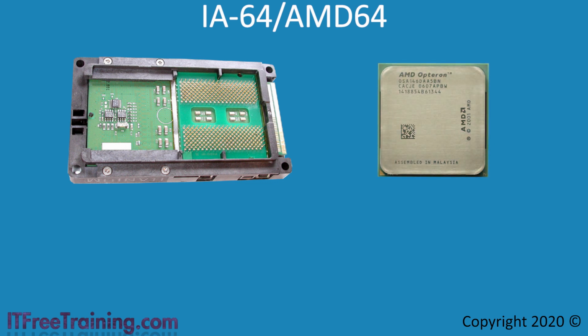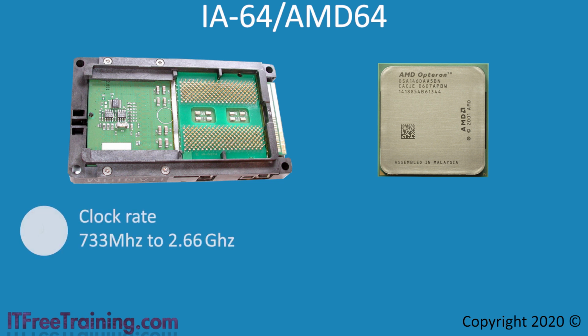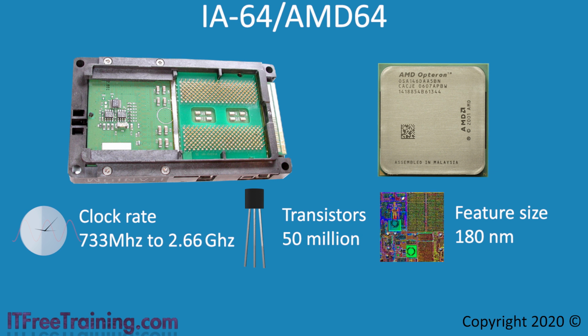AMD released their 64-bit CPU, which was the AMD Opteron. This CPU, rather than completely redesigning the instruction set, simply created extensions to the 32-bit instruction set to make it support 64-bit. This turned out to be very popular. These CPUs started with having speeds of 733 MHz up to 2.66 GHz. The transistor count was now around 50 million. Feature size was also reduced to around 180 nanometers.